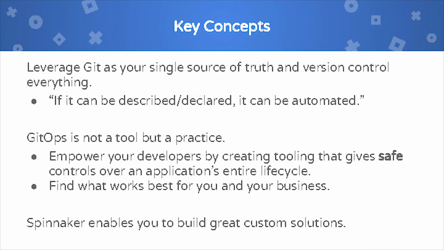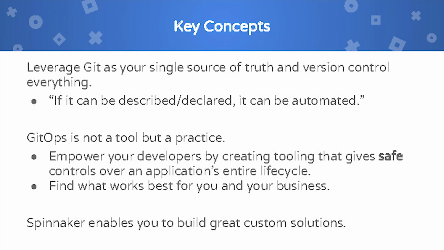Some key concepts to take away from this. If you leverage Git as your single source of truth and version control everything, you can describe and declare everything, and you can then automate everything. This is the concept behind GitOps. GitOps, again, is not a single tool. I demoed three in this talk, but it's really a practice. Find a way to source control and version control these configs and how to layer on your solution, right? There are a lot of tools I showed off early on, and I only picked three from there, but you get the idea.